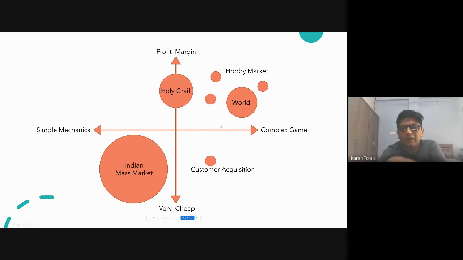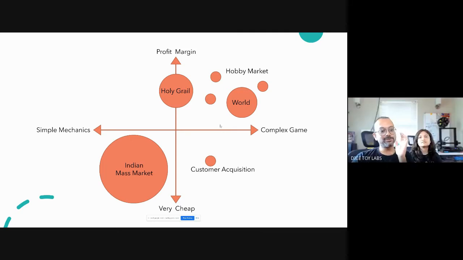It's very interesting that the grid is divided on the basis of mechanics, not on the basis of theme or art or anything else. That's a new thing for me. That is how the market is. No matter how much you put money into art, if you have simple mechanics, the market is huge. That's why I put one big circle. For simple mechanics, there's a huge market.